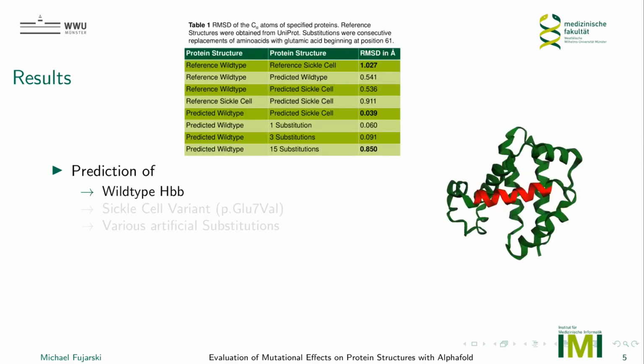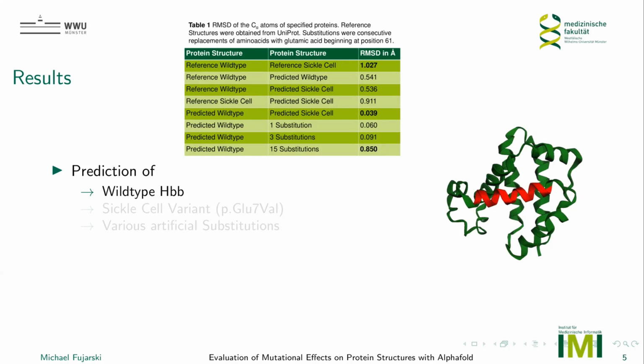So in order to evaluate the prediction of the wild type as well as the sickle cell variant and the artificial substitutions, we also need a reference wild type structure as well as a reference sickle cell variant structure. Those were obtained from UniProt and compared with all other predictions. First of all, the reference wild type and the reference sickle cell variant were also compared in order to have a framed reference for the RMSD. So those had an RMSD of about 1 angstrom.